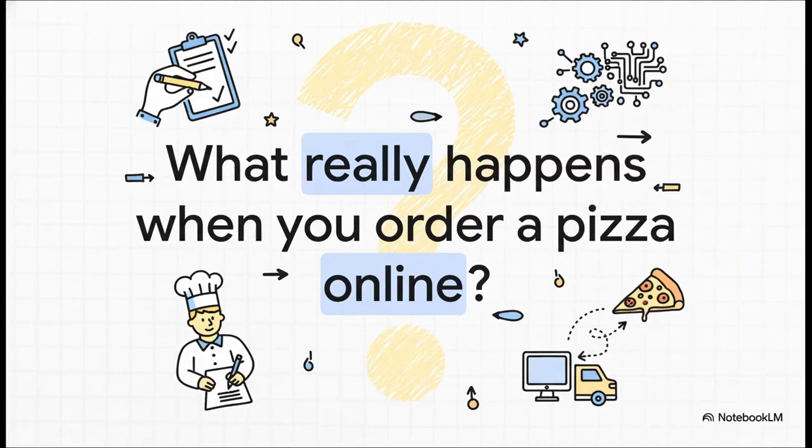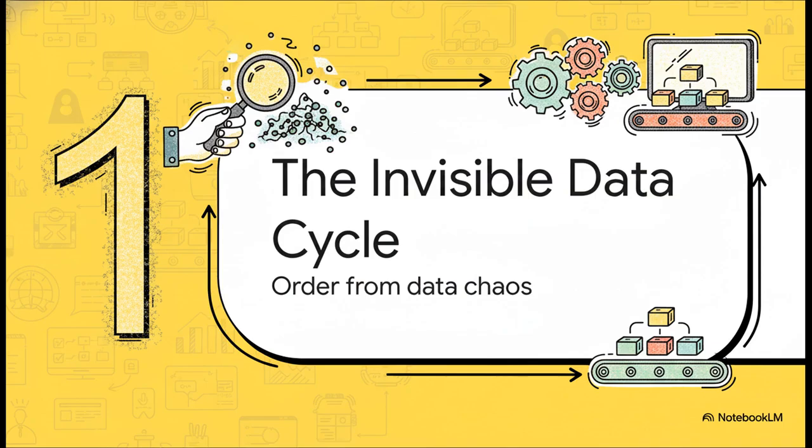I mean, seriously, think about it. You tap a few buttons on your phone, and 30 minutes later, there's a pizza at your door. It feels so simple, right? But what's actually going on in that half hour? What happens to your order, your address, all that info? How does a simple click turn into a hot, delicious pizza? Well, the answer is this powerful, non-stop loop called the data processing lifecycle.